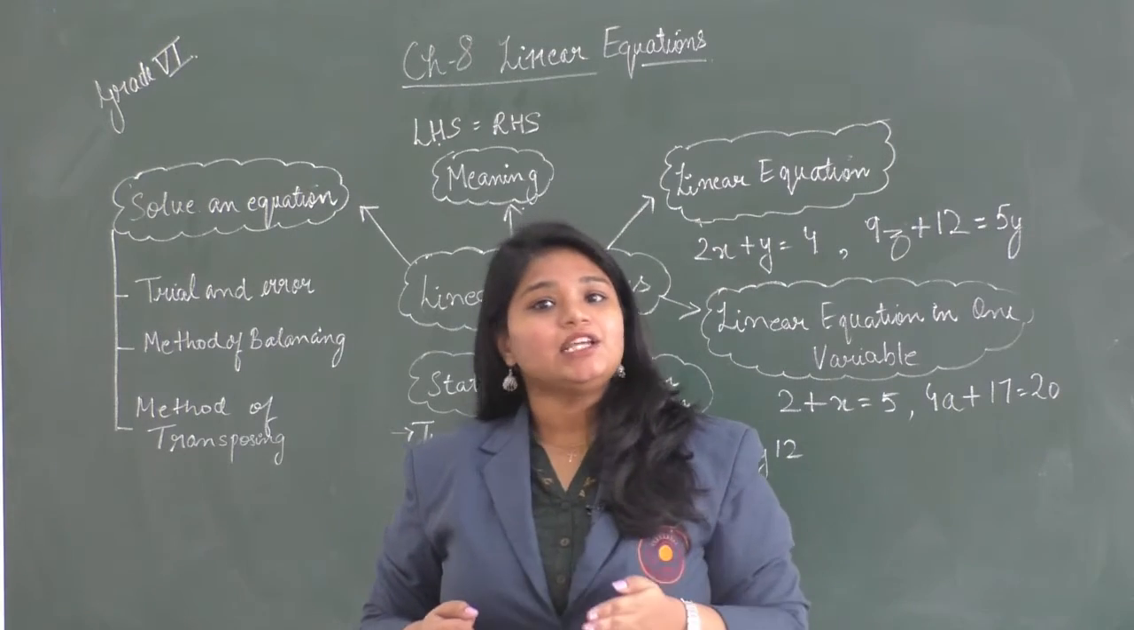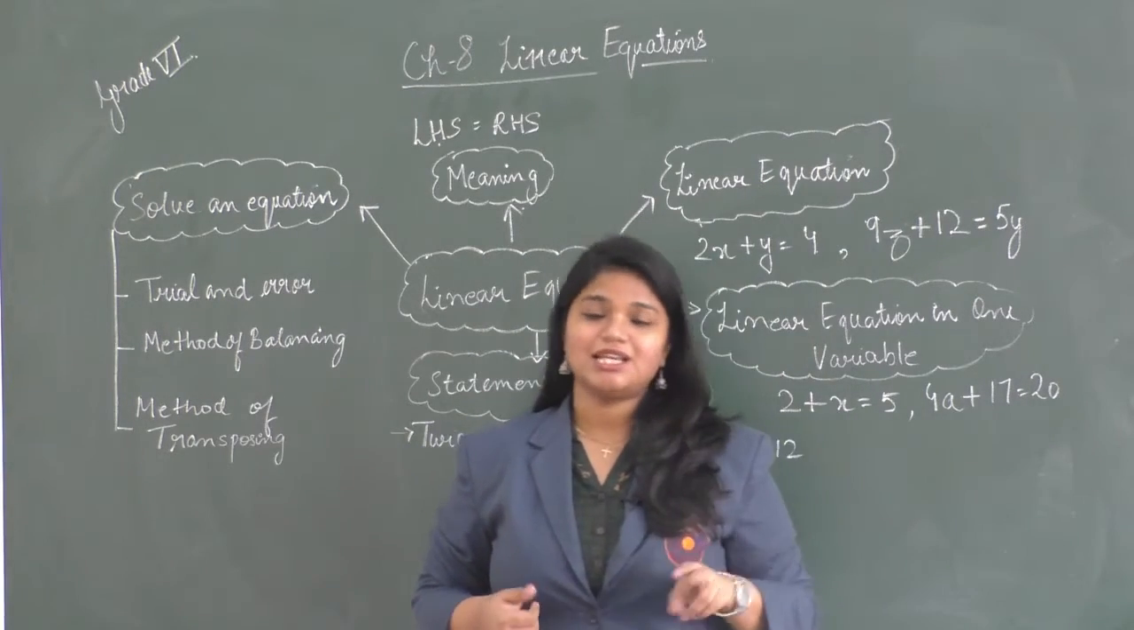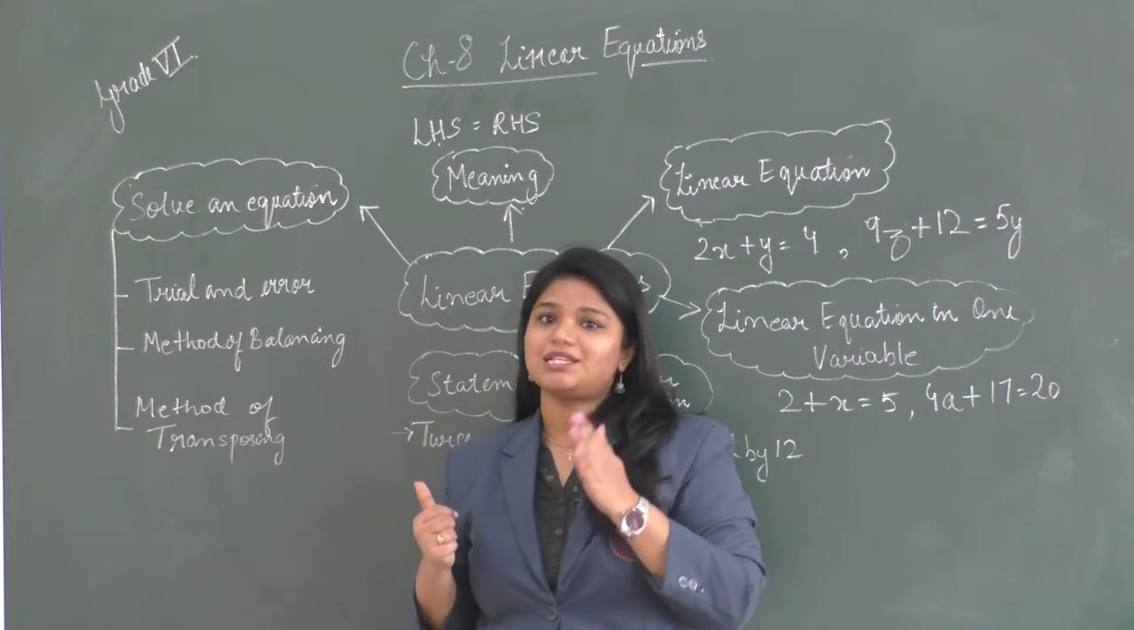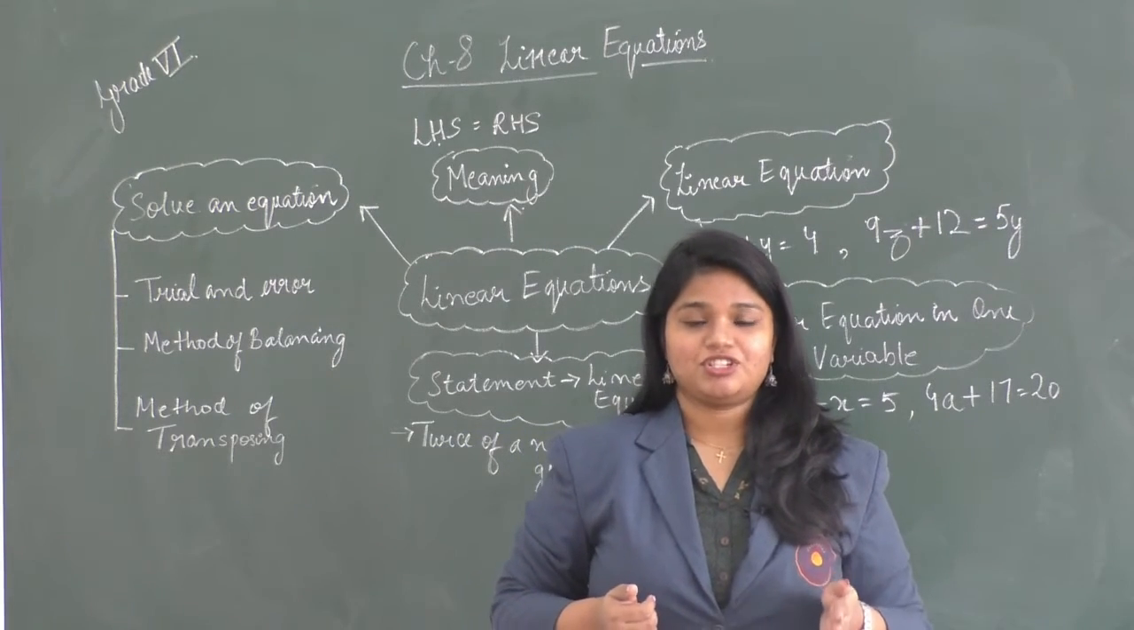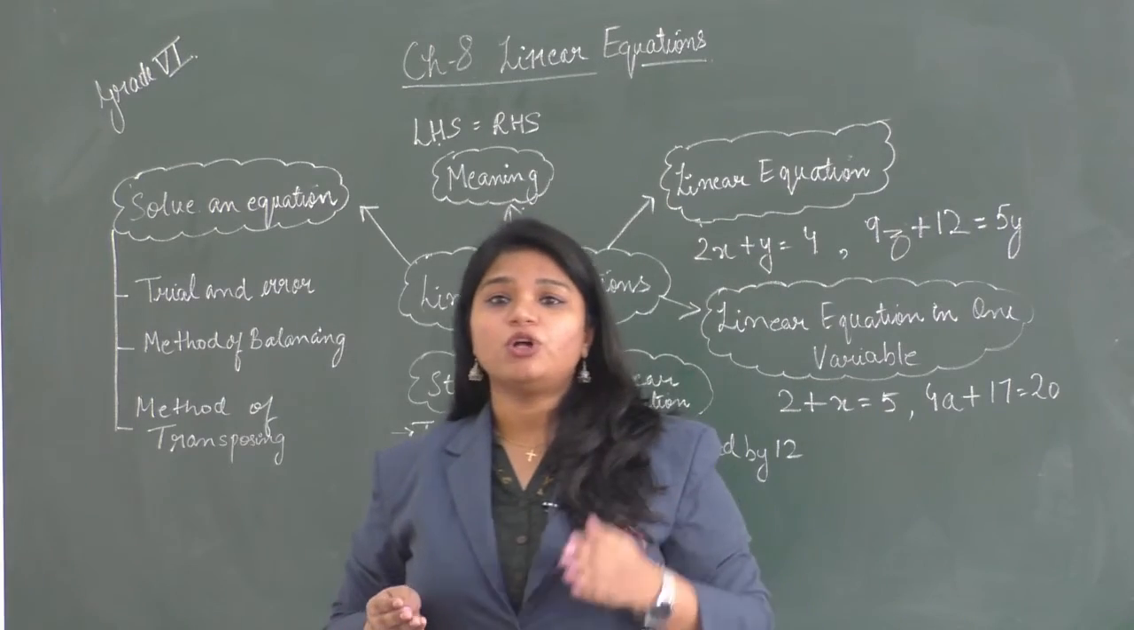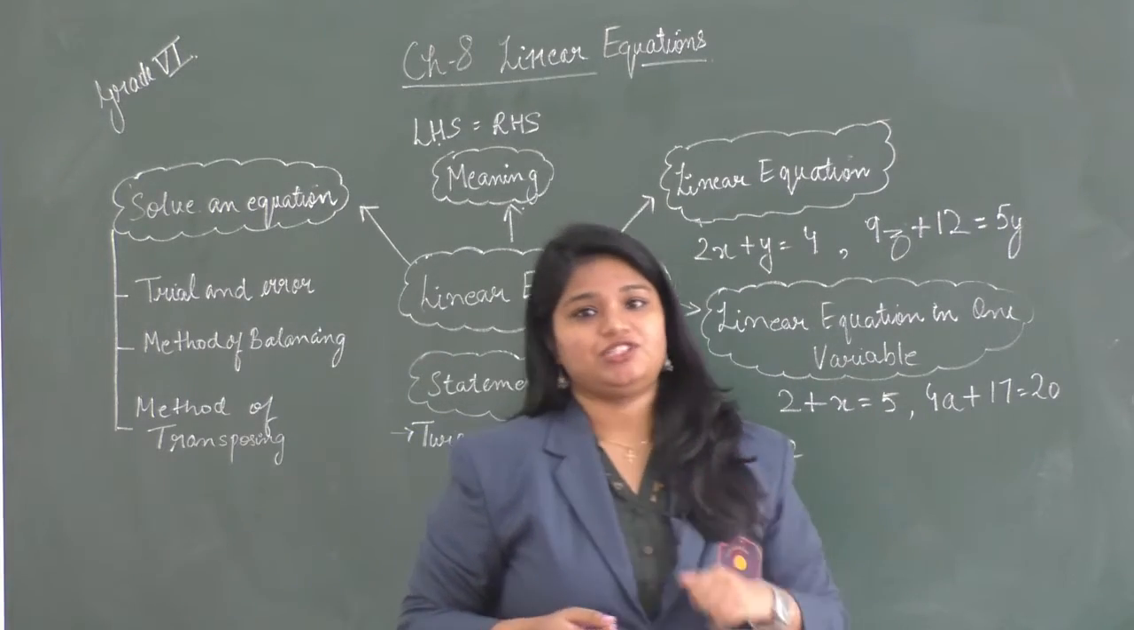We learned that in an equation there are two parts, the left hand side which is known as the LHS and the right hand side which is known as the RHS. So the LHS will always be equal to the RHS.